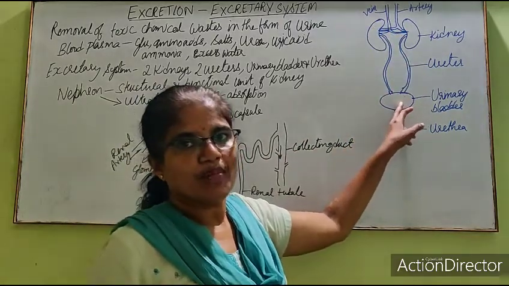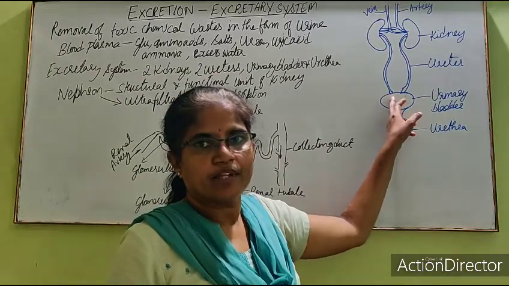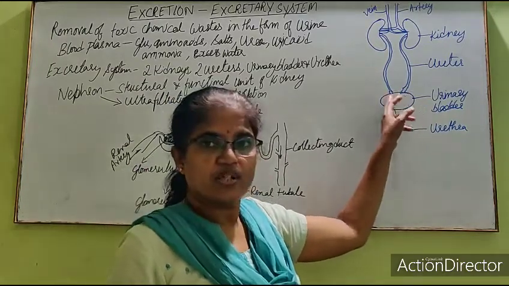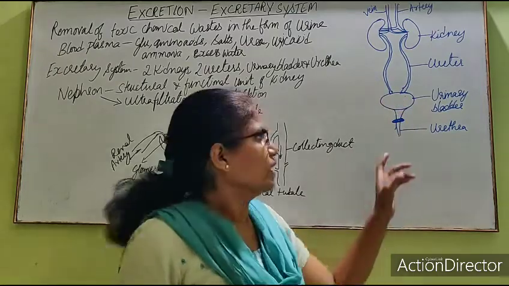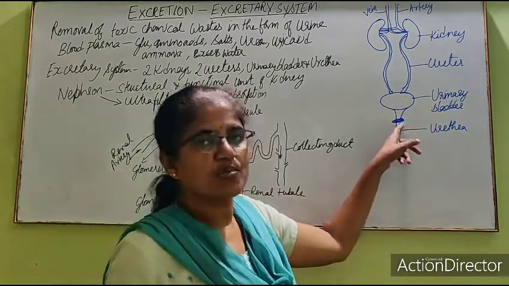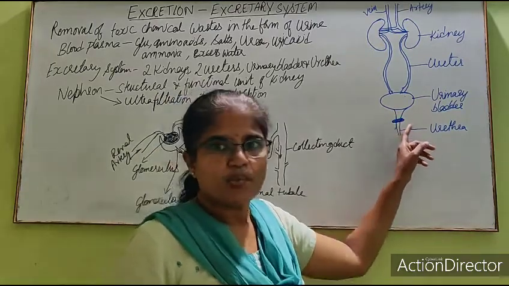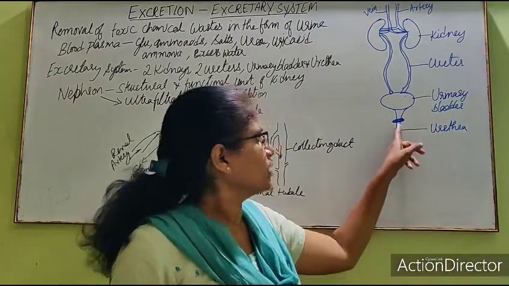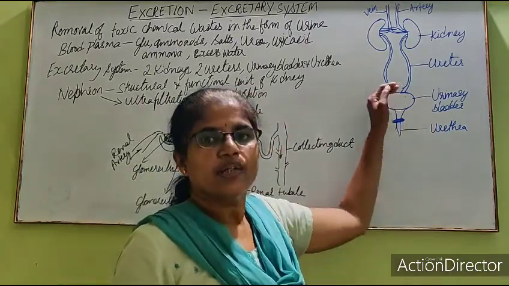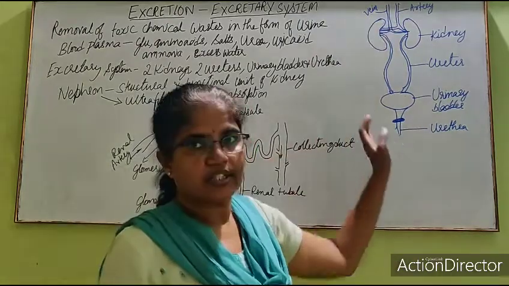This is a muscular bladder where urine is collected. Once the urinary bladder is filled, we feel the urgency to pass urine. At that time a muscle called the sphincter muscle, which acts like a tap, opens up and allows urine to pass through the urethra. This is the urethra, and the urinary bladder gets emptied. Okay, this is the excretory system.